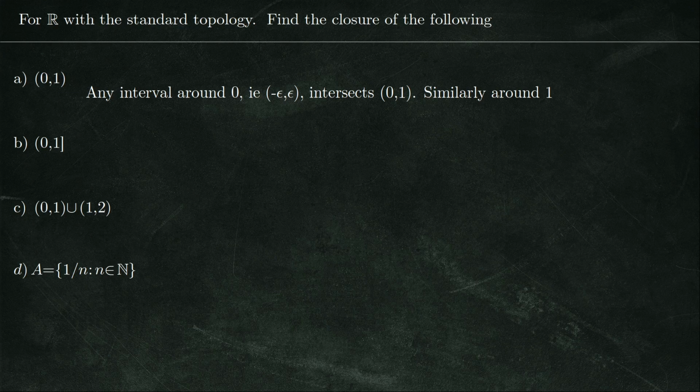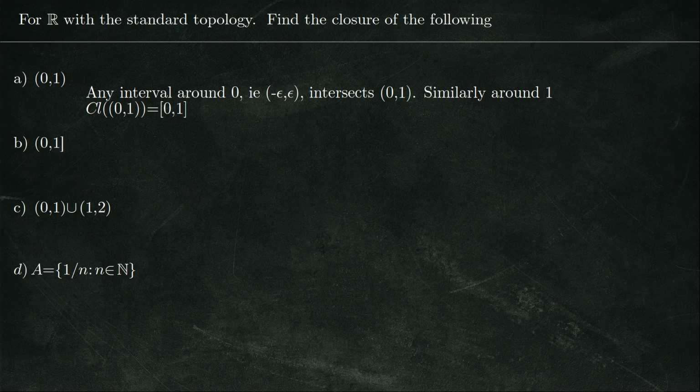Then similarly, we could try any other point outside of that, and you can always find an interval small enough so that it doesn't intersect (0, 1). So, as expected, the closure is just the closed interval [0, 1].